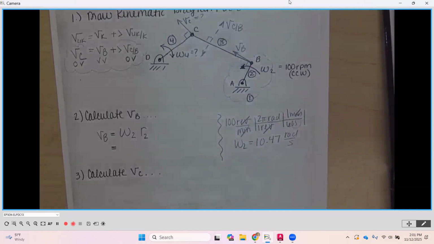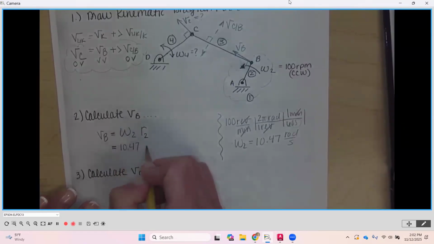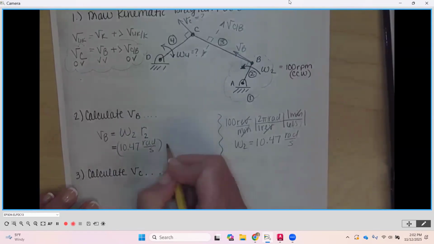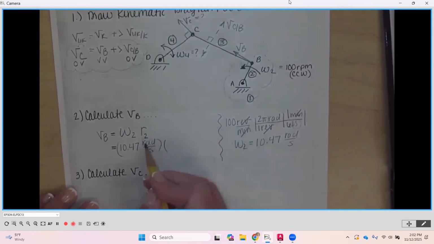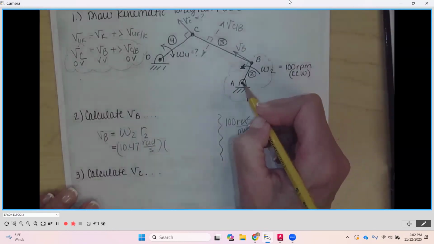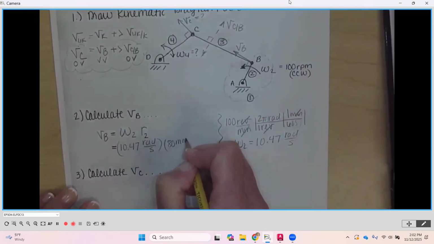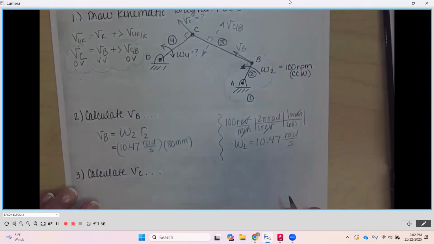So it looks like it's going to be a good number. Now we're going to use this value over here. So this is going to be 10.47 radians per second. Make sure you put your units in, times the distance that B is from its center of rotation. And from the illustration, it was 80 millimeters.